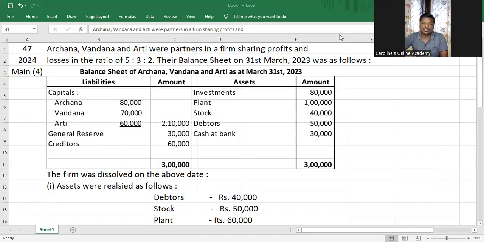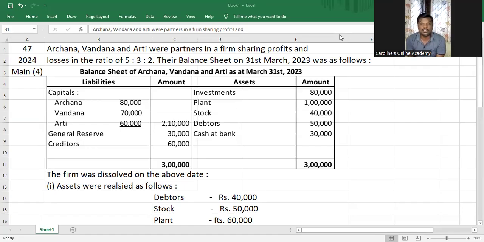This question was asked in the 2023-2024 attempt in the All India paper. It's a very small 4-mark problem, and it's a very simple problem. I think it would be nice for us to start with this one in the process of learning realization account.